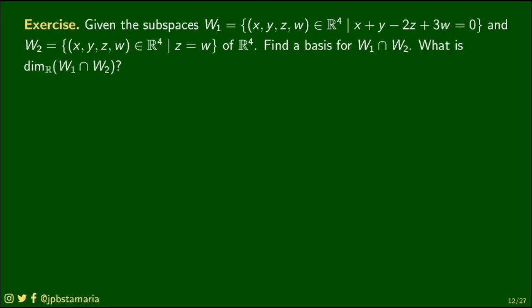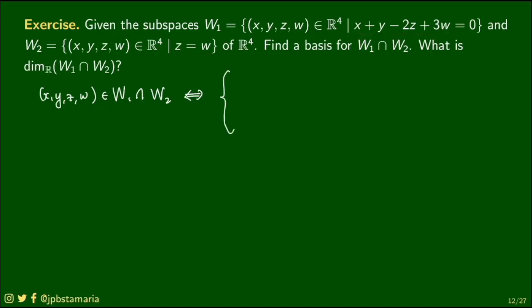Take note also that once we have found a basis for the intersection, we can now determine the dimension. So, how do we find a basis for the intersection? What we want to do is describe the elements in the intersection. Take note that if (x, y, z, w) belongs to the intersection, then (x, y, z, w) must satisfy both of these conditions.